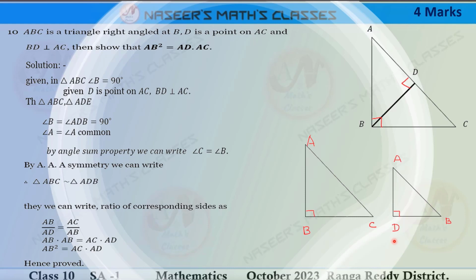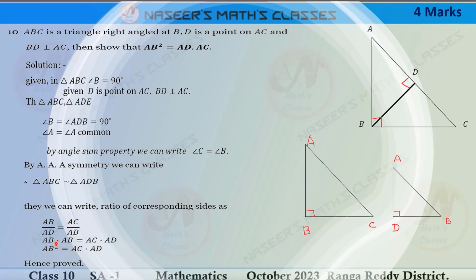And by angle sum property of triangle, we can write angle C is equal to angle ABD. So from this data, we can write by AA similarity, triangle ABC is similar to triangle ADB. Then we can write if two triangles are similar, then their corresponding sides are in the same proportion. So we can write AB by AD is equal to AC by AB.